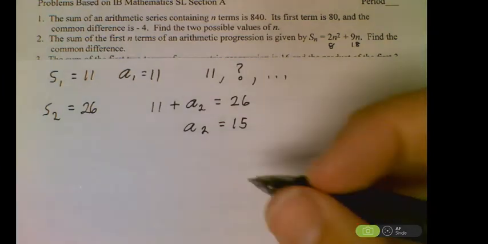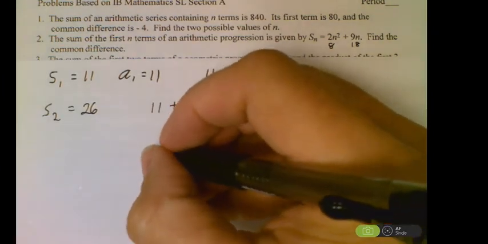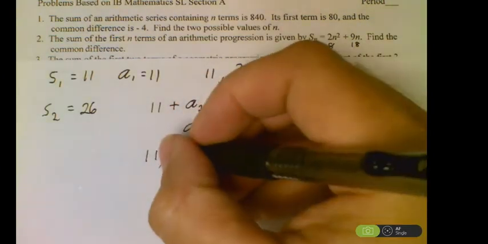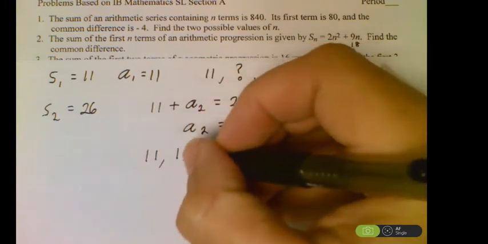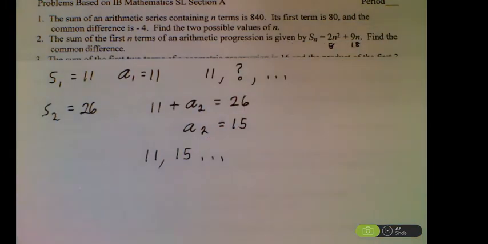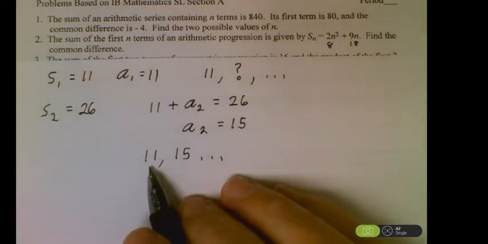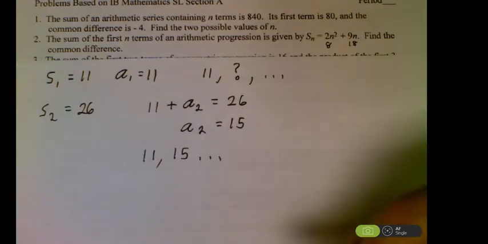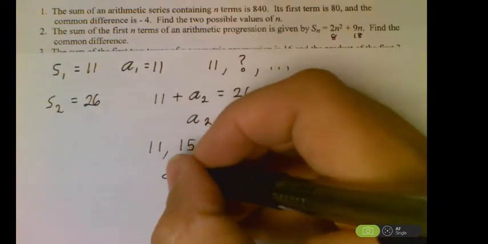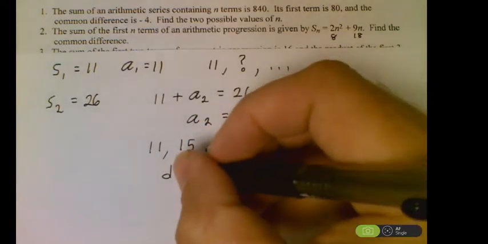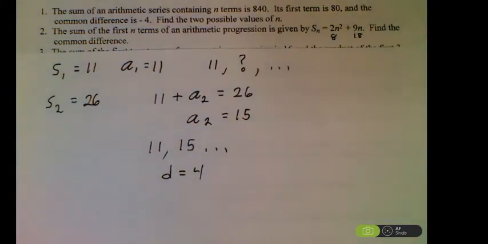So here's something we got to keep in mind. We now know that the first term is 11. I know the second term is 15. So when they say what is the common difference, well, you can see to go from the first term to the second term, we just added 4. So I know the difference between those two terms is 4. So there's our common difference.